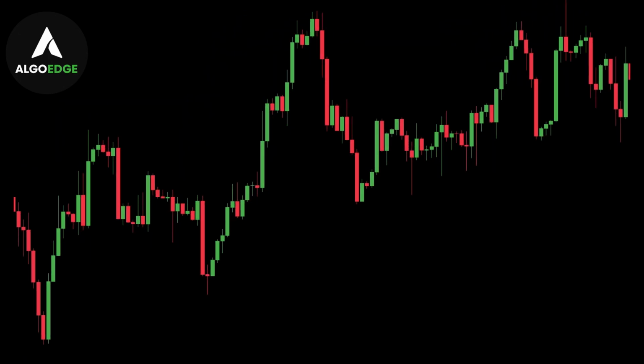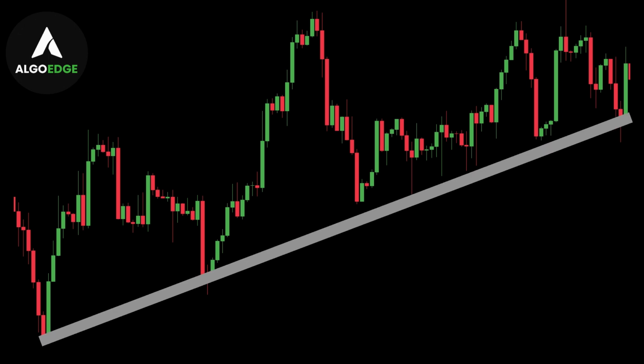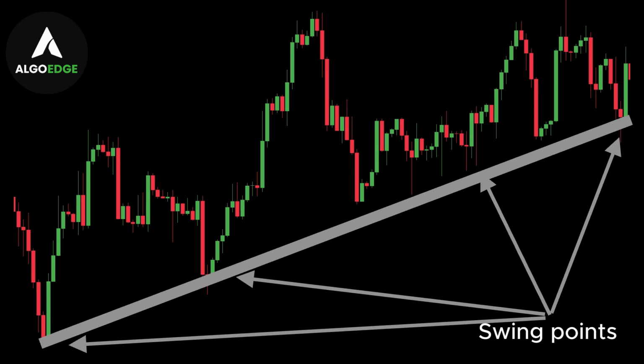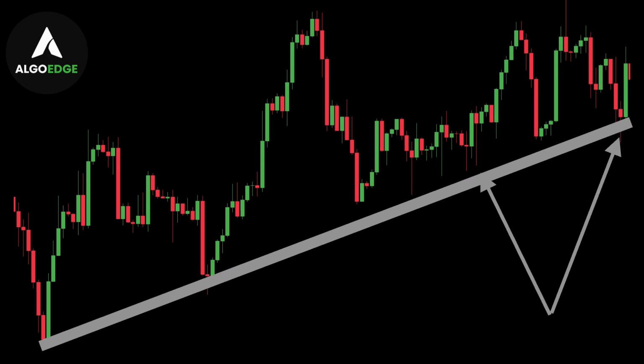First of all, what is a trend line? A trend line is simply a straight line drawn on a chart that connects multiple swing points. Okay, the first step is learning how to draw a trend line properly. Take a look at this chart.